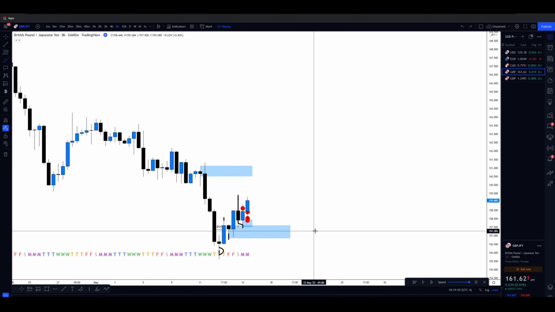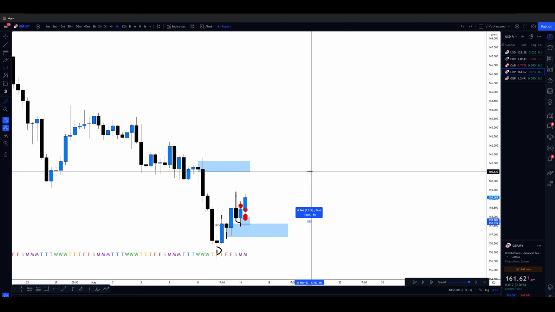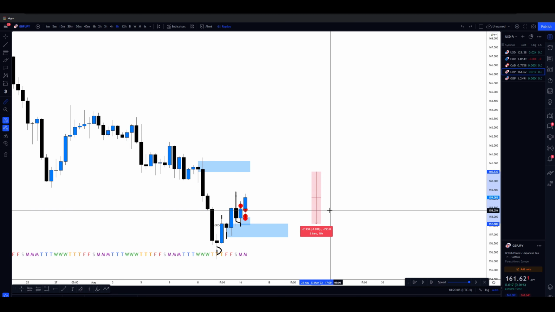What do I mean by that? Let's say I set a limit at this point. That means my stop loss would have been 80 to 78 pips. And my take profit would have been only, well, my take profit would have been the same, but my RR would be so much drastically decreased compared to if I was on the smaller time frame.